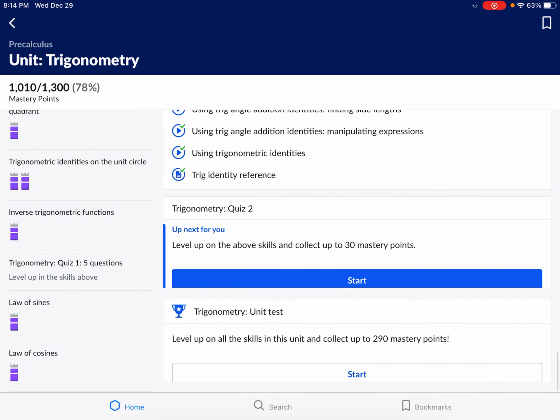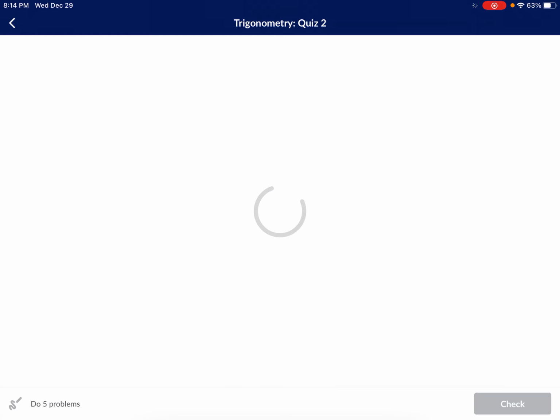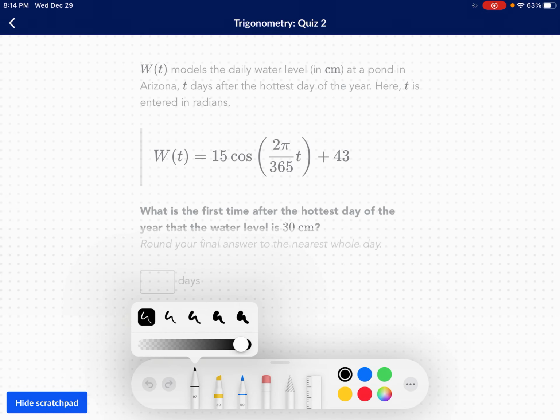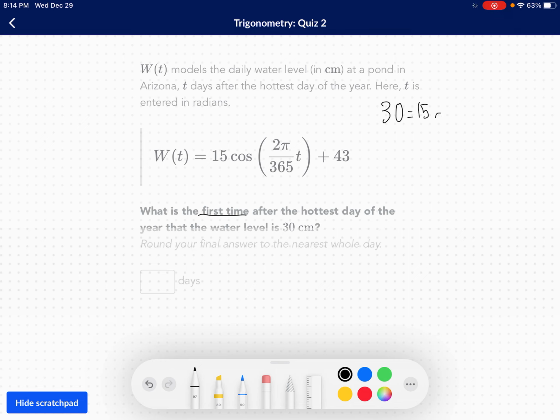Alright. Unit 2, Quiz 2. Let's start. Alright, so it's asking for the first time. It's the first time. Okay, so 30 is 15 cosine of 2 pi over 365 t plus 43.